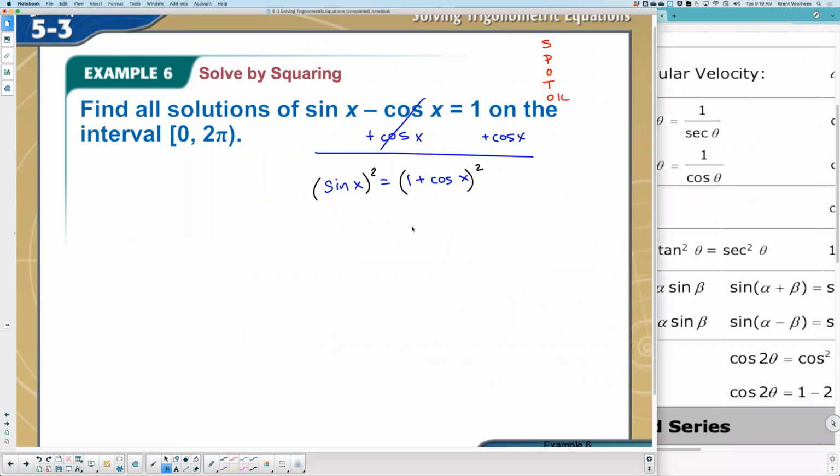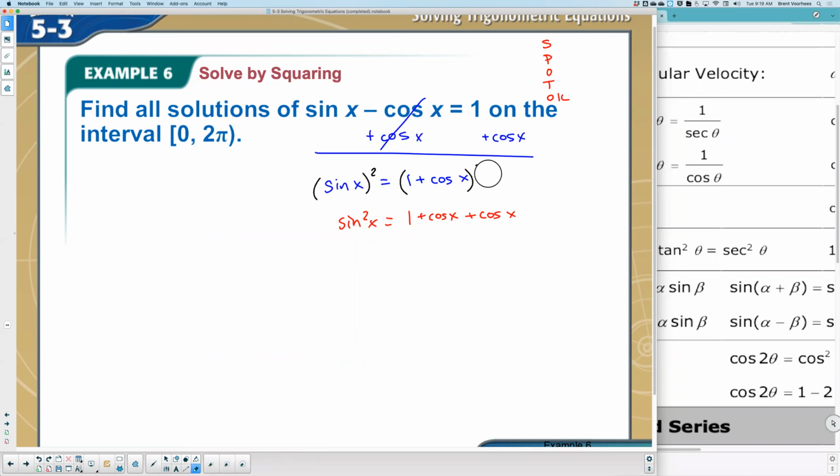When I square both sides, I now have sine squared equals, and I need to FOIL this out. So it'd be first times first, so 1 times 1 is 1. Then it'd be first times the outside, so 1 times cosine would be a cosine x. And then the inside times inside, so a cosine times a 1 would be right here. So we'd have another cosine.